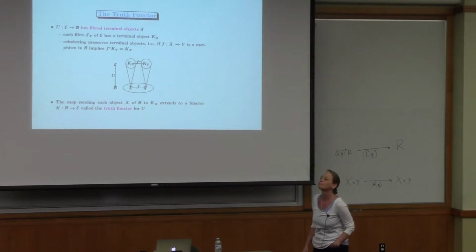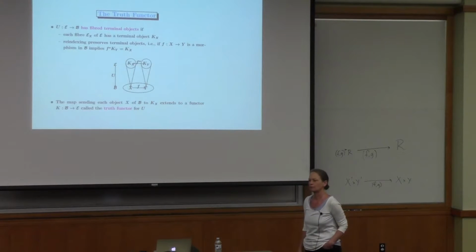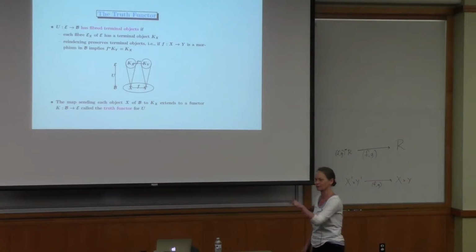Yep. Actually going to map to kx or something isomorphic? No, kx should map to kx. But of course, it doesn't matter if we're category theorists, right? Because we just say, oh, it's isomorphic. But it should map to kx. That's the idea. And you can define it so that it does. So this is what you do in the homework.